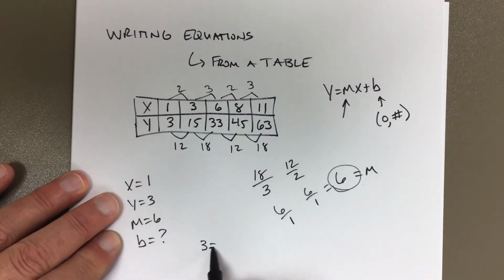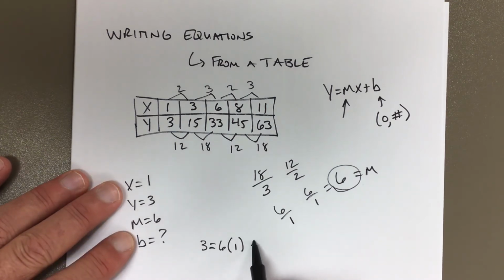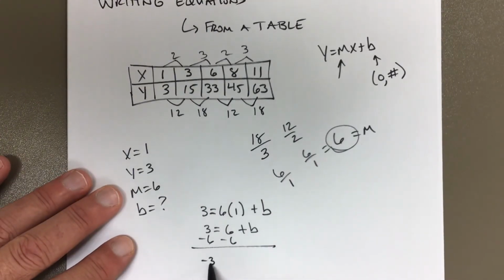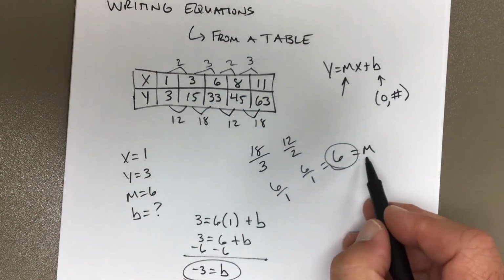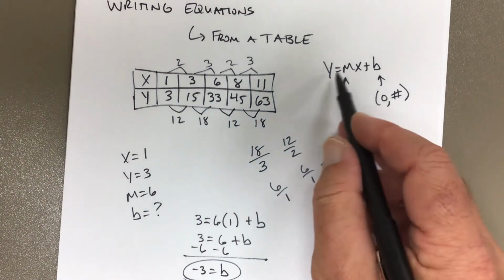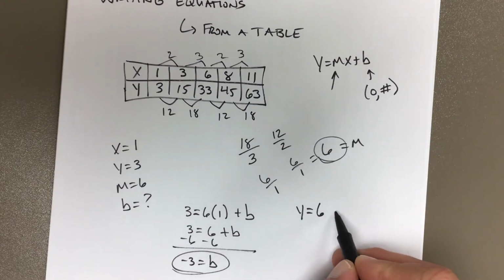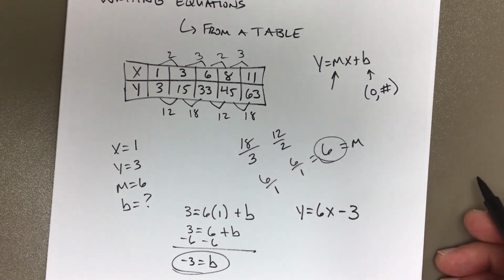y, 3, is equal to m, 6, times x, 1, plus b. So 3 is equal to 6 plus b. So we're going to subtract 6 from both sides, and we're going to get negative 3 is b. So now we have the b, and we have the m, and so now we can plug those in, and we can get y is equal to 6x minus 3. That's what we're looking for.